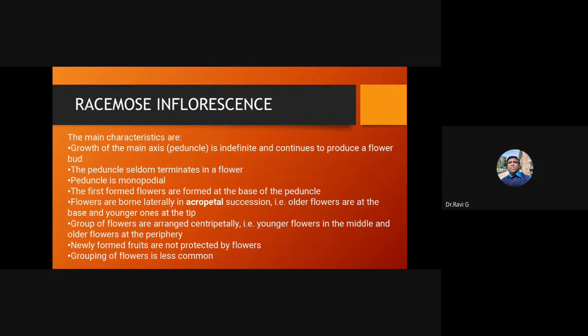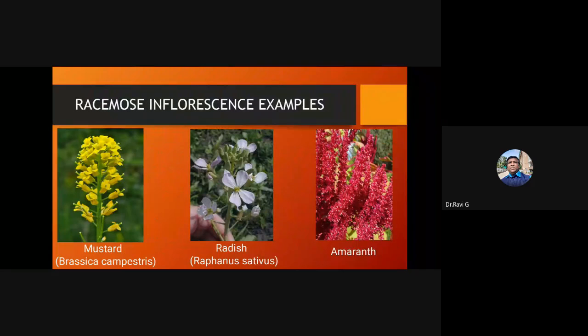Flowers are borne laterally in acropetal succession, that is, the older flowers are at the base and the younger ones at the tip. Groups of flowers are arranged centripetally, that is, the younger flowers in the middle and the older flowers at the periphery. Newly formed fruits are not protected by flowers. Grouping of flowers is less common. Some examples, as you can see, are mustard, radish, and amaranth.